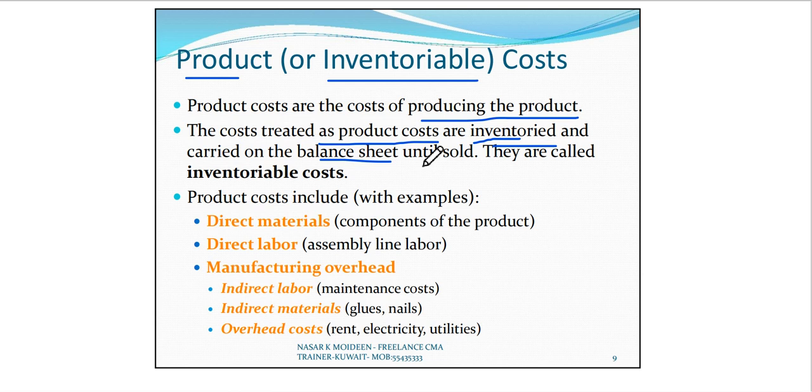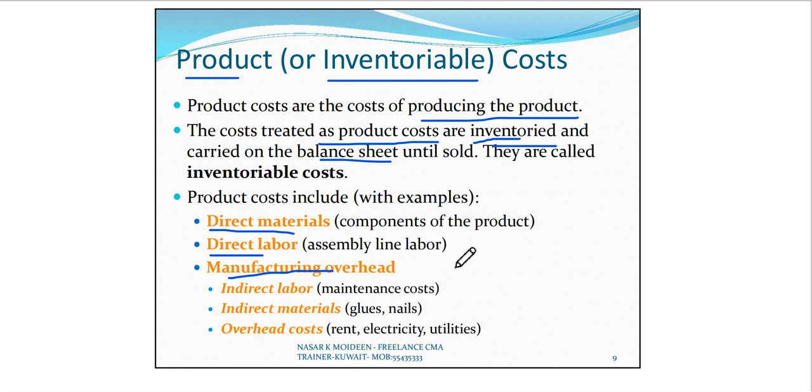Now what are the things you will consider in product cost? You will consider direct material. These are the components of the product, or raw material, we can say. And also direct labor. We discussed direct material and direct labor in the previous slide. So these two will be considered as the cost of production. And also manufacturing overhead.